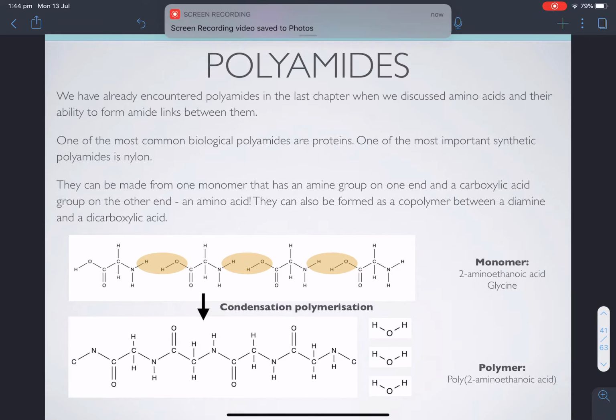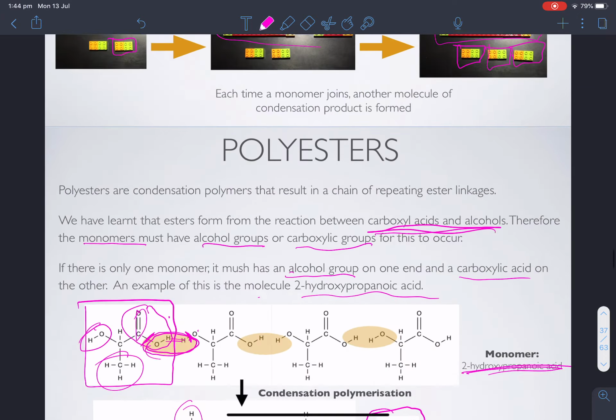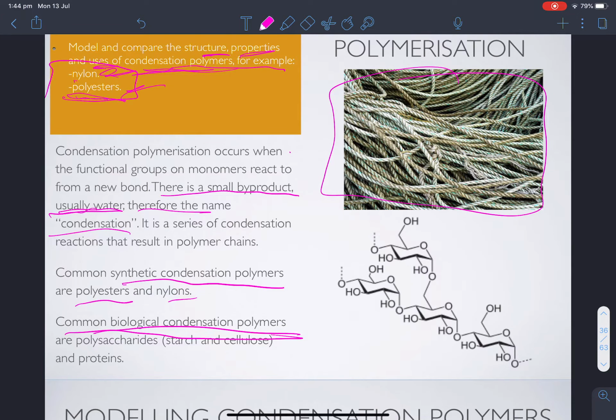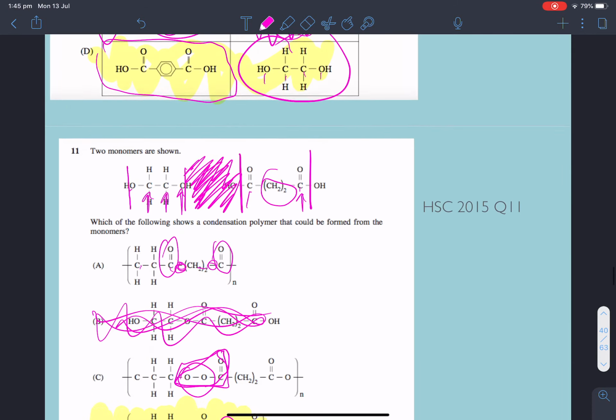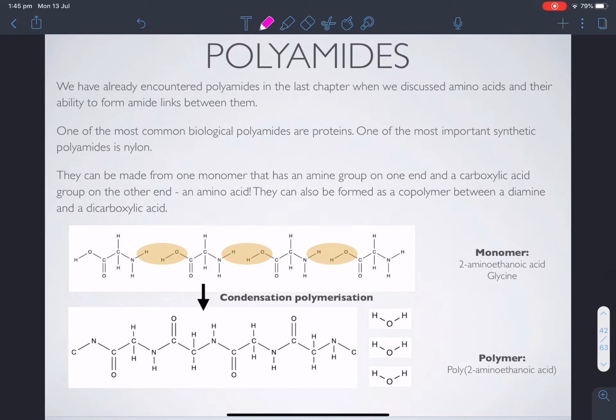This next one, we're still talking about condensation polymerization. It's the second example in our syllabus point. We talked about polyesters. We need to talk about nylon. And nylon is a type of polymer that is called a polyamide. And they're polyamides because they have amide functional groups in them.